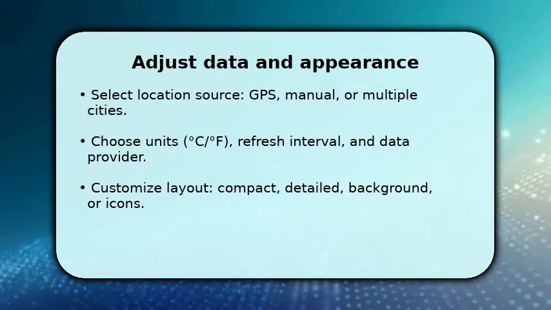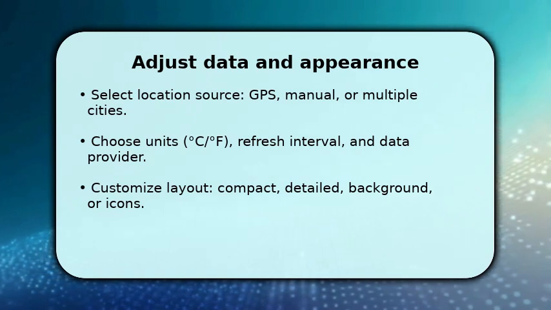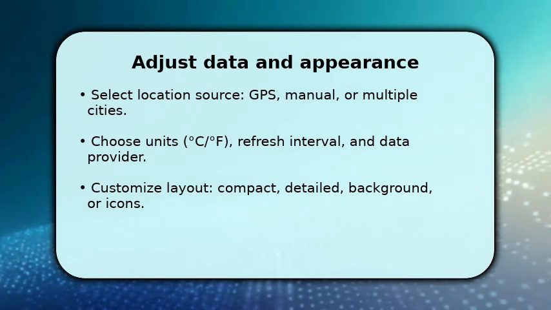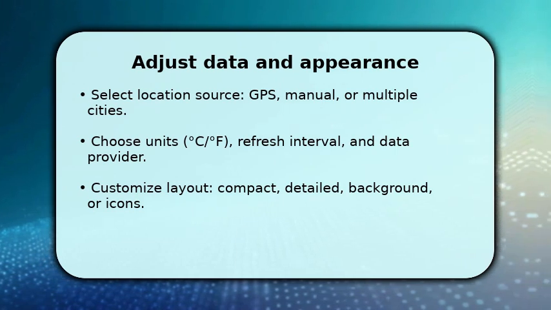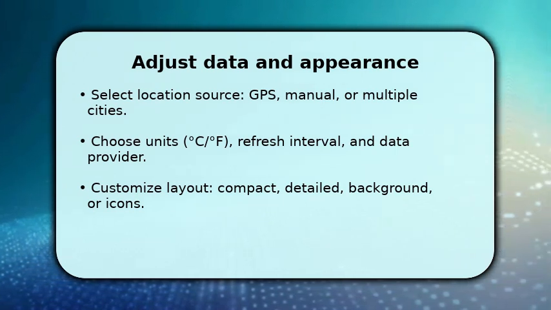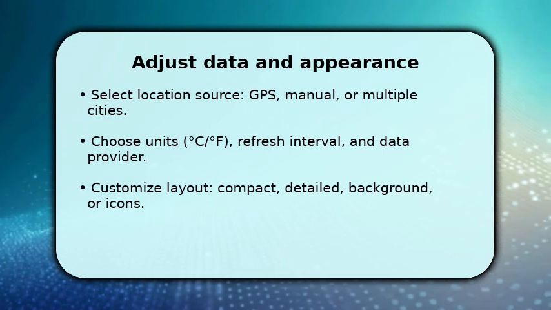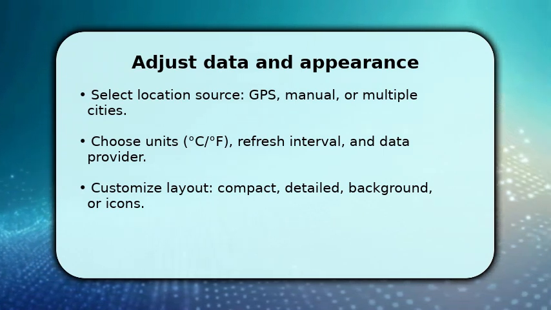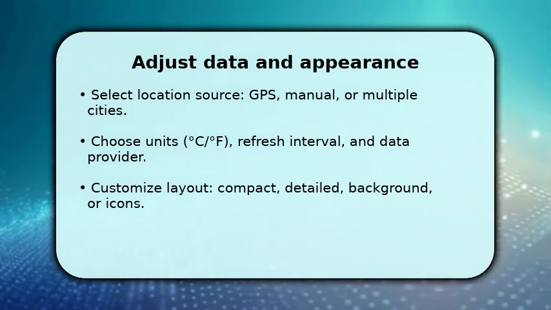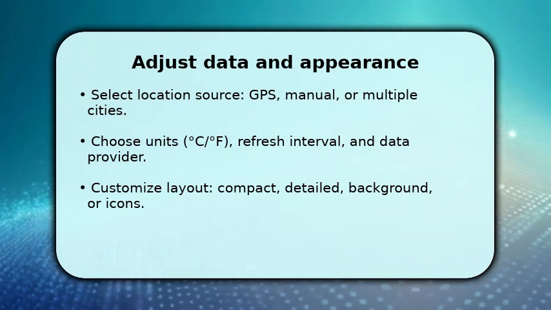Next, adjust the core data and visual settings. You should pick the most accurate location source, GPS for live tracking or manual for a fixed spot, and add additional cities if needed. Then choose units, refresh interval, and the data provider for forecast accuracy. These settings affect battery and data usage.